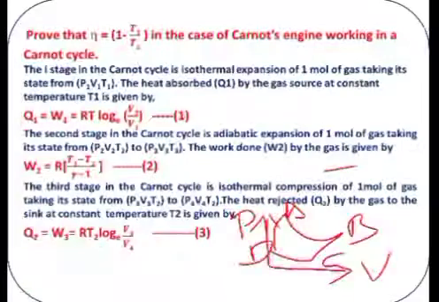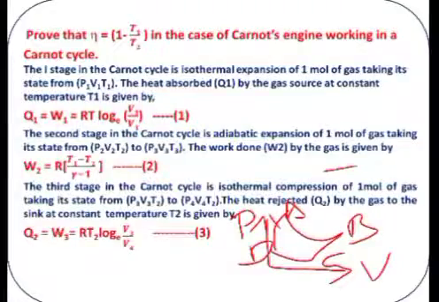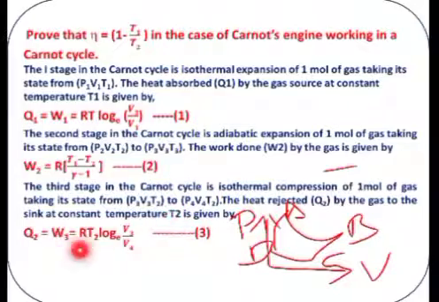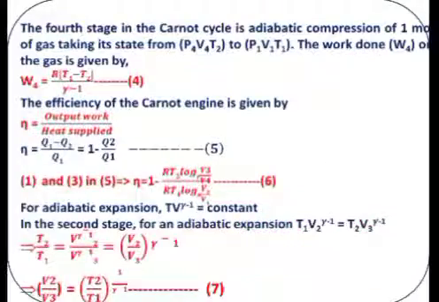Equation 1 means the previous equation, and this equation 3. This is Q1 and this is Q2. In equation 5 we have to substitute the Q1 and Q2 values. Then eta is equal to 1 minus RT2 log to the base e V3 by V4, divided by RT1 log of V2 by V1 to the base e. We can call this equation number 6.